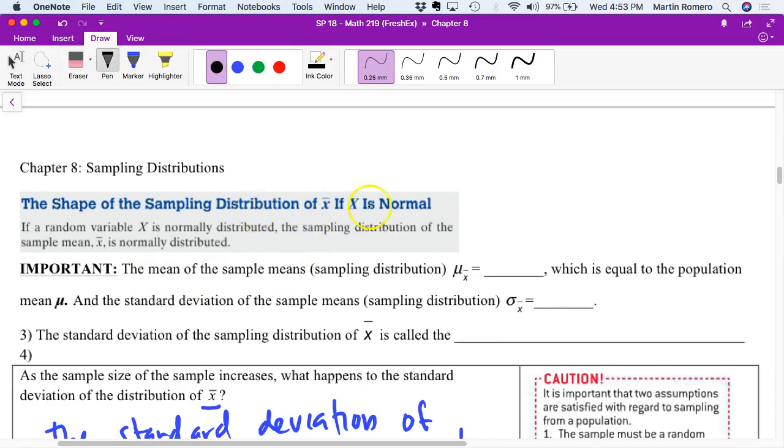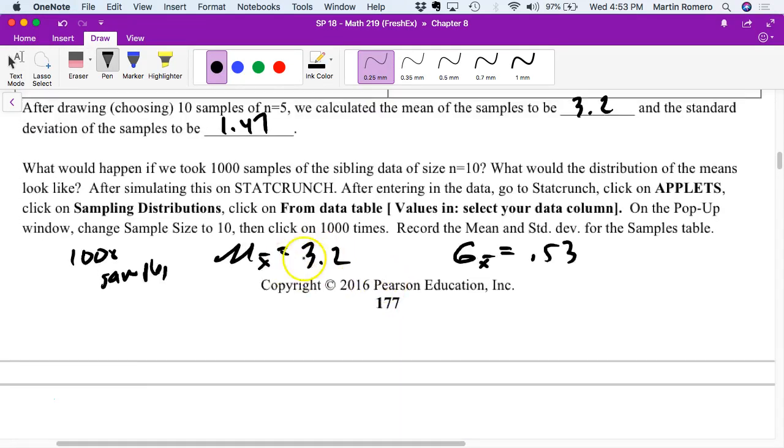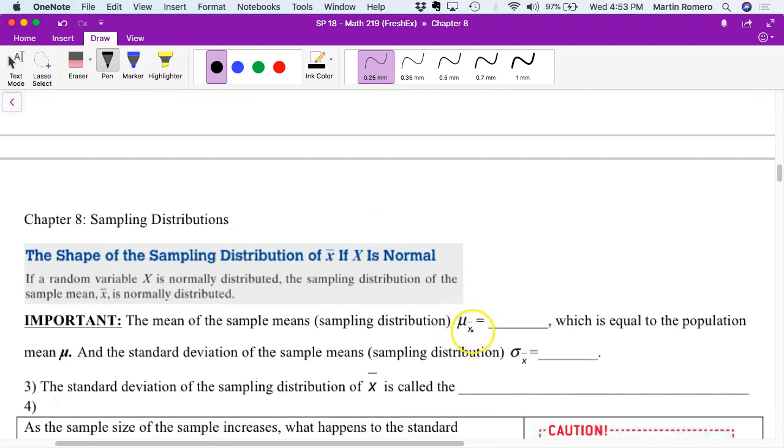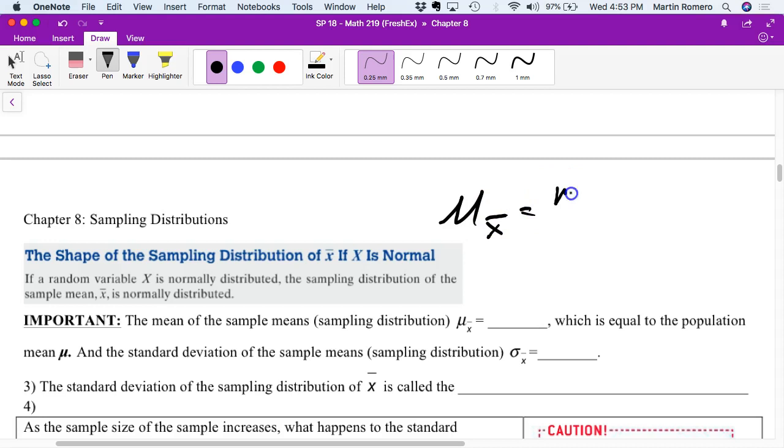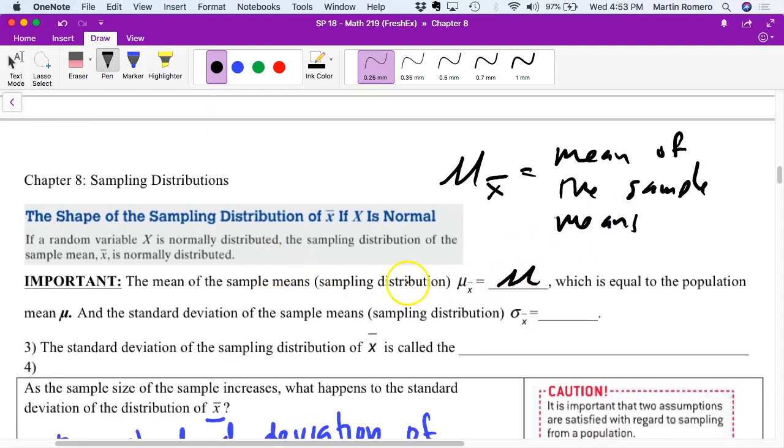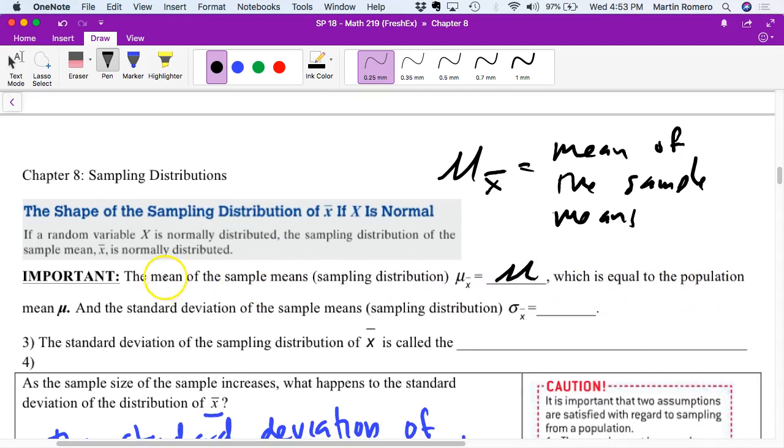The mean of the sample means, this notation, very important, is the mean of the sample means. I'm writing it again because I'm going to say that and it can get confusing. It is equal to the population mean. The mean of the sample means is equal to the population mean mu.